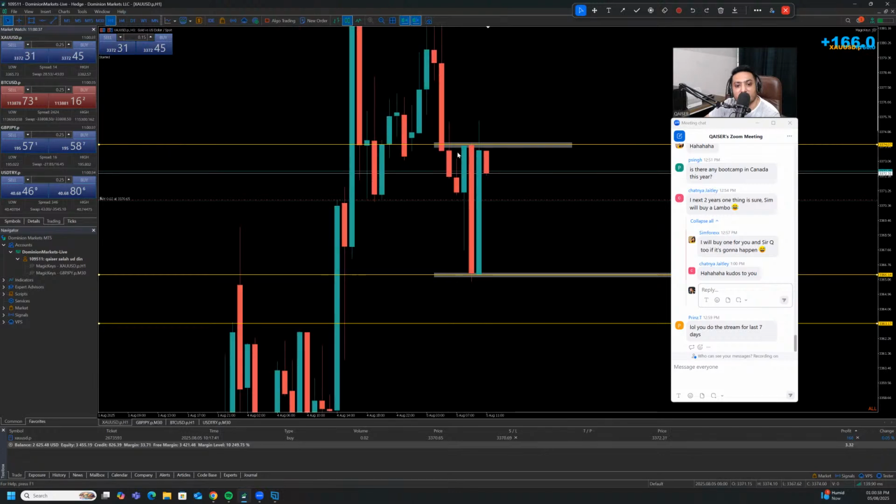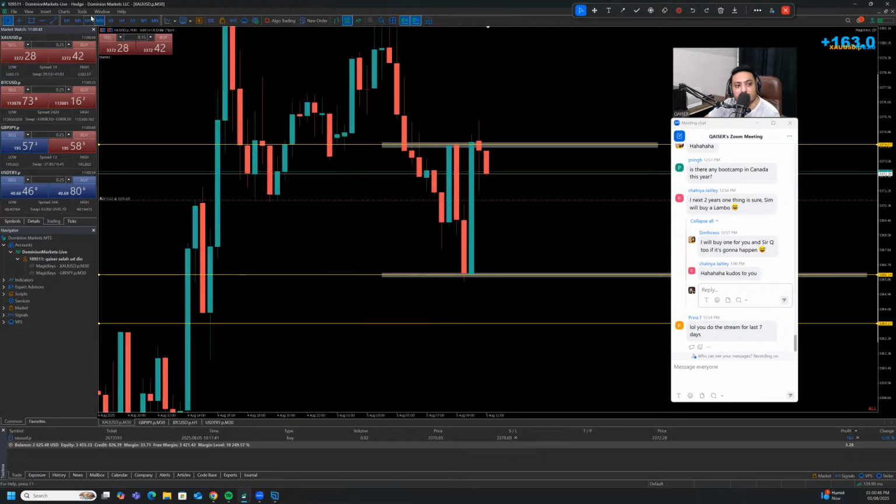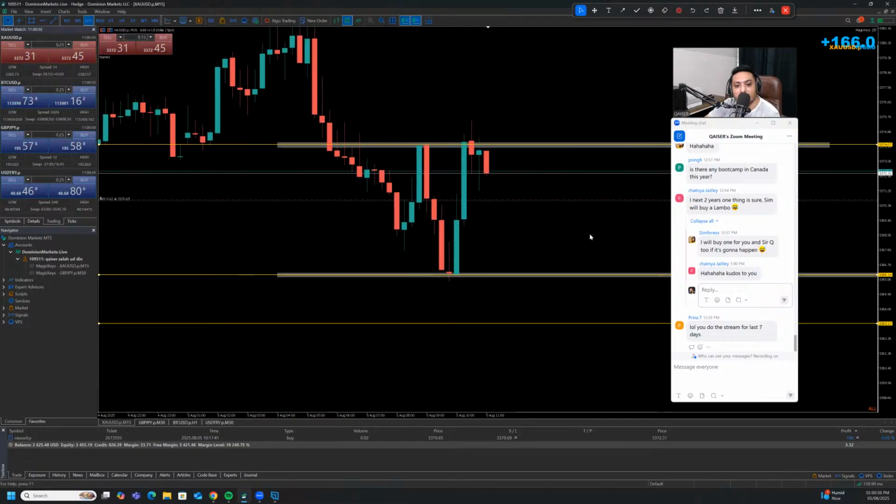H1, it's just like damn. Now there's a higher probability it will take out my break even because the H1 also closed within the range. It's starting consolidation now. This is now a no trade zone. All right, this is now a no trade zone.